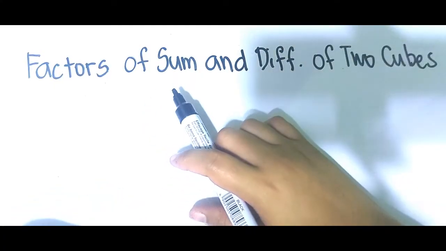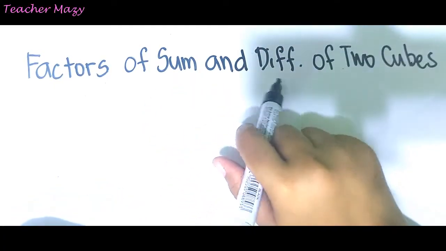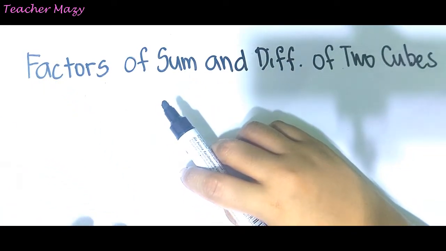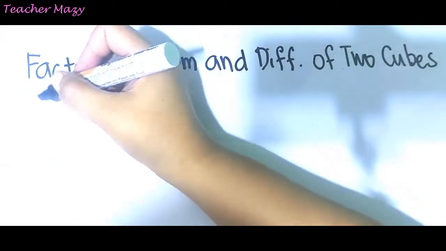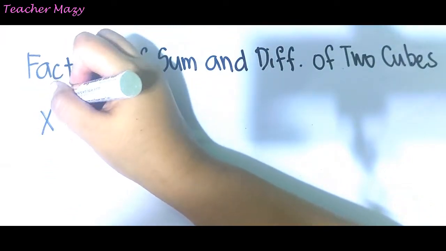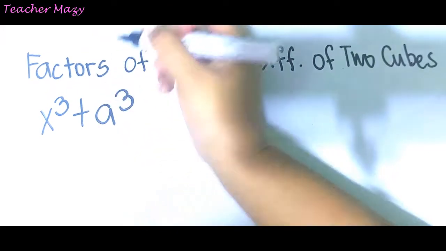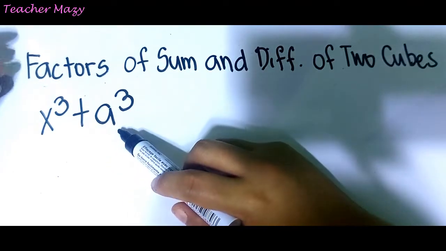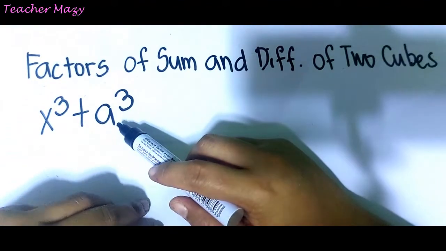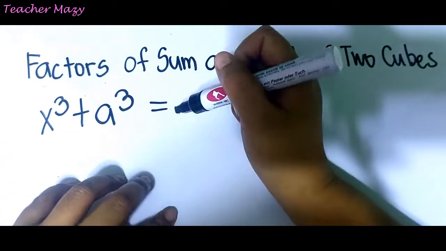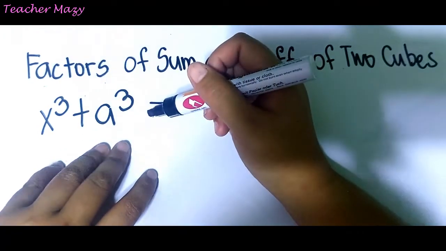Okay, so factors of sum and difference of two cubes. For example, we have x cubed plus a cubed. The first term and the last term must be a perfect cube to use this method. So let's find the sum and difference for this one here.